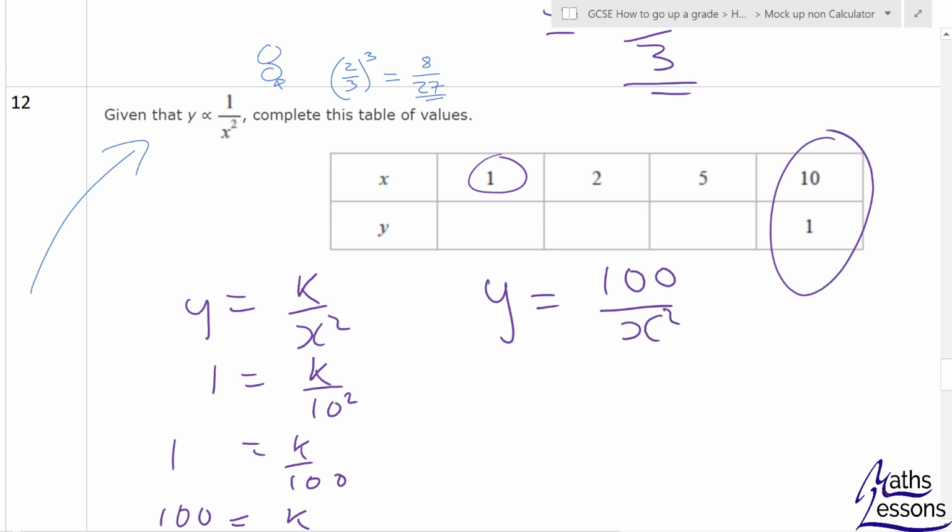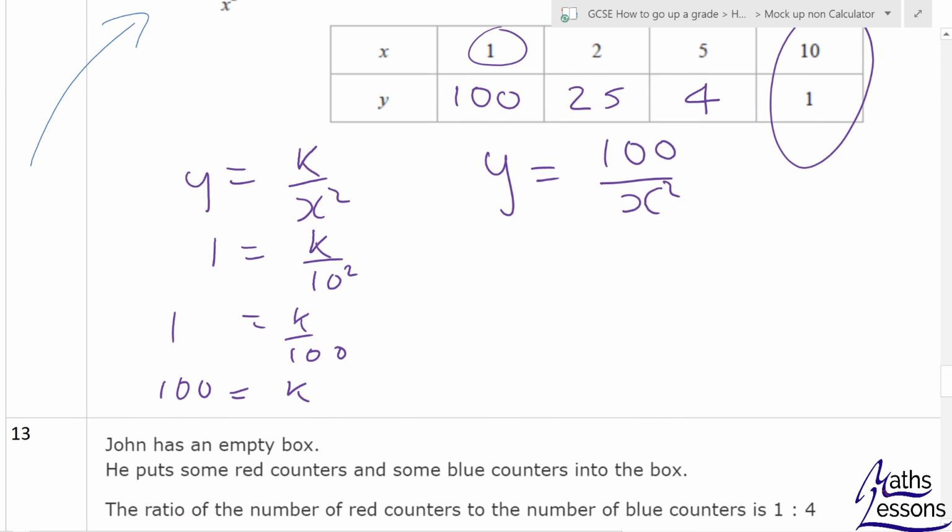So if we square 1, that gives us 1. 100 divided by 1 will give us 100 here. 2 squared is 4, 100 divided by 4 is 25. 5 squared is 25, 100 divided by 25 is 4.